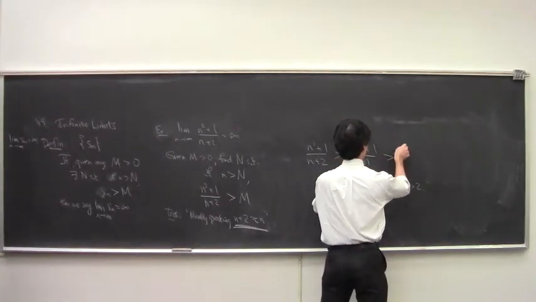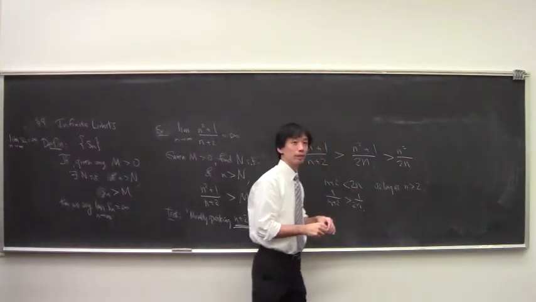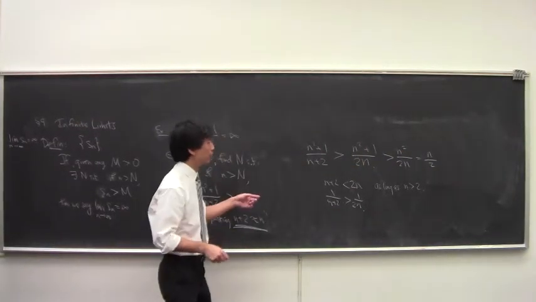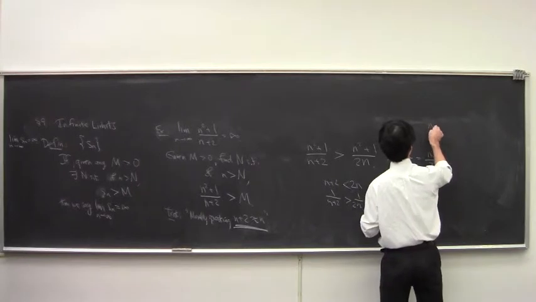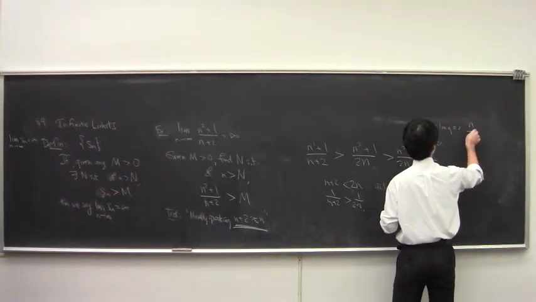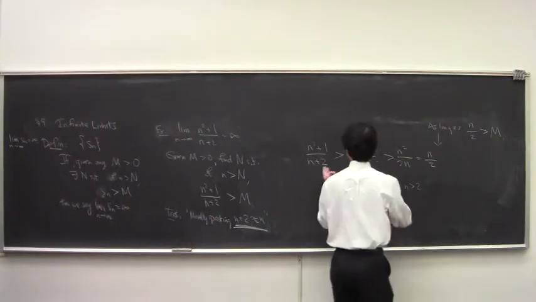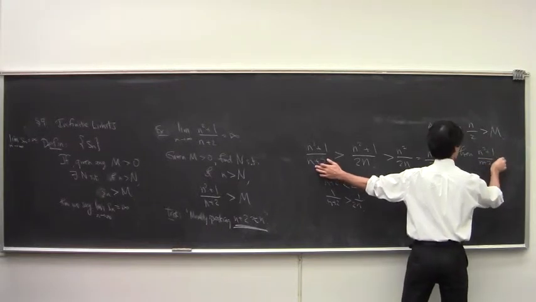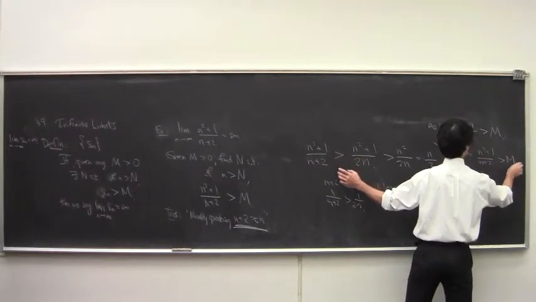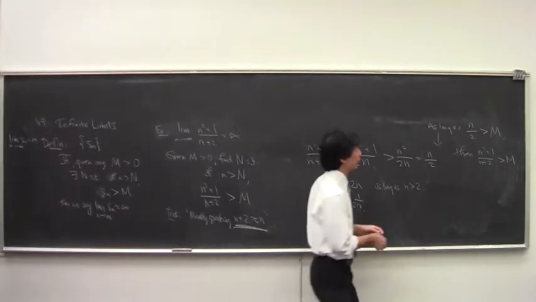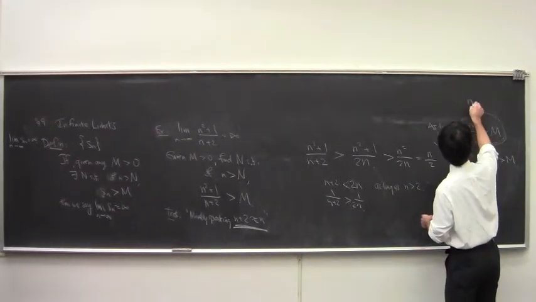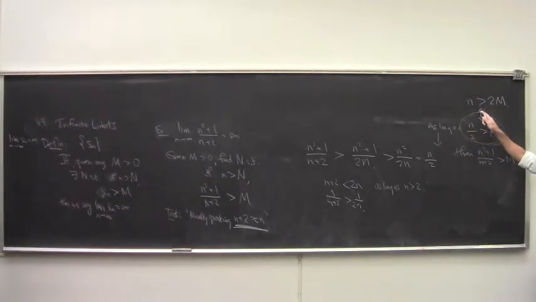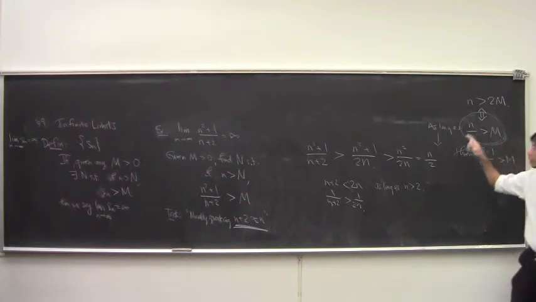We'll say, well, this is bigger than n squared over 2n, so that's n over 2. So as long as n over 2 is bigger than M, then n squared plus 1 over n plus 2 is bigger than M. And so we get our N condition. Our N condition is that n needs to be bigger than 2M, and it also needs to be bigger than 2.